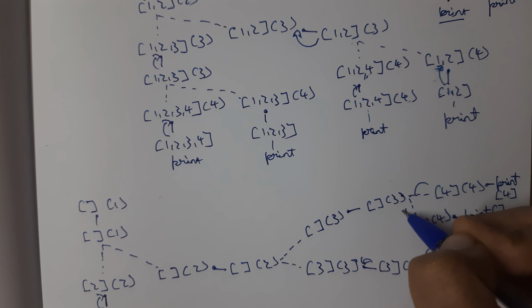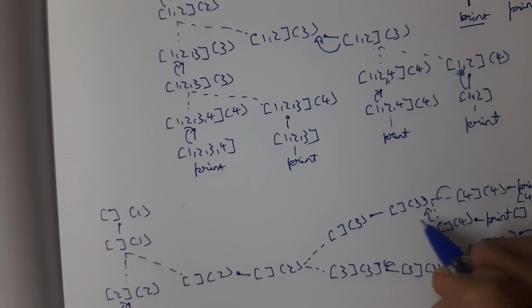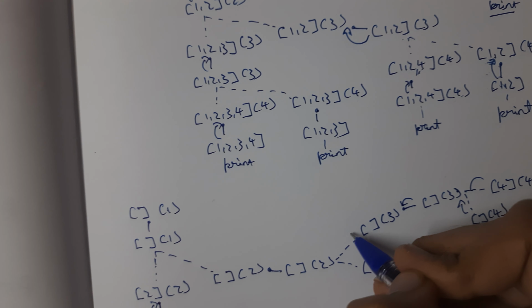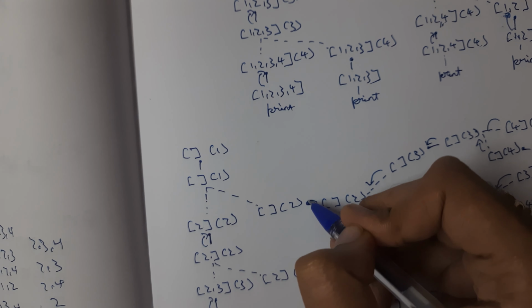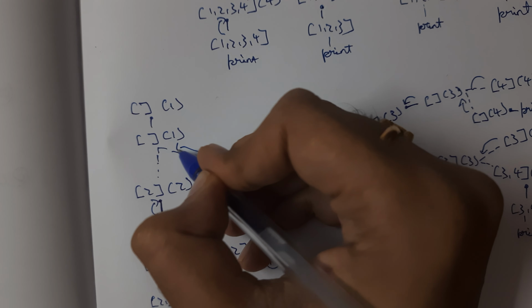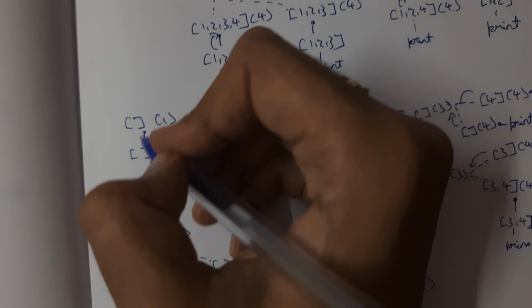Now we could easily revert back to the previous functions. We revert back here, here, and here, and we revert back to the original point, and when we are at the original point, the subset will be empty. So this is how all the subsets in the list are printed.